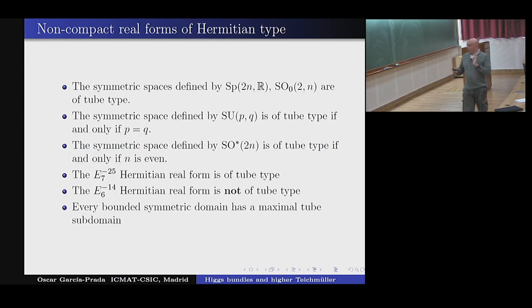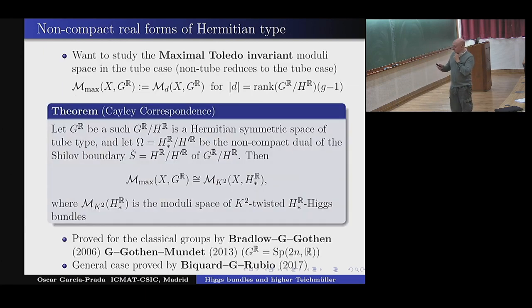So what I want to now show is that when the group is of Hermitian type and of tube type is when you have these higher Teichmuller components, right? Now we fix the Toledo invariant to be maximal. Remember that meant that d was this bound here, and we call M maximal this moduli space for this value here. And so here's the key thing.